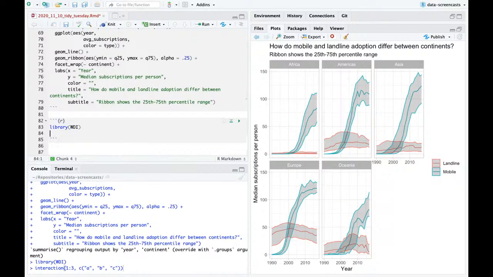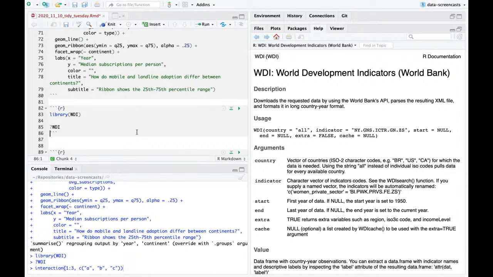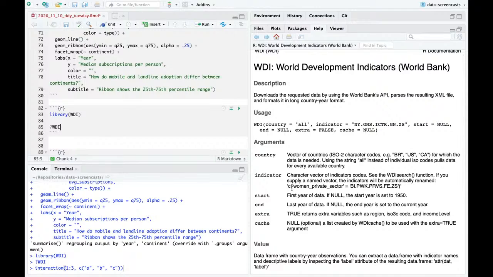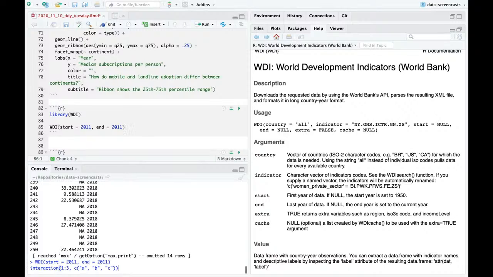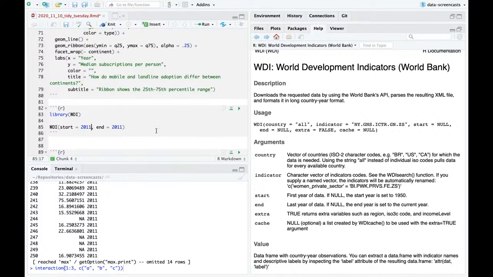To do that, I'm going to get it from WDI, the World Development Indicators. I've used this a lot. It's just so helpful. I'm going to get it for the most recent year I can. Can I get it for 2020? I can never remember. Actually, I'm going to do it for the middle, 2011, since this is over 1990 to present day.